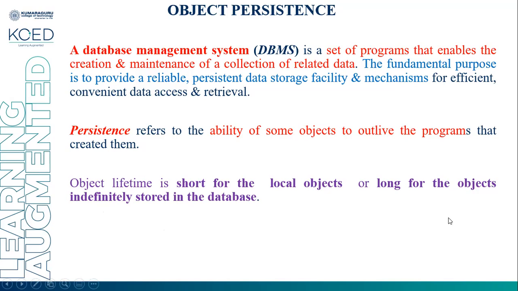So we need a storage to store the objects also. That leads to persistence. What does the access layer do? The access layer interacts with the database management system. The DBMS is a set of programs that enable the creation and maintenance of a collection of related data. Its fundamental purpose is to provide reliable, persistent data storage and a mechanism for efficient, convenient data access and retrieval.